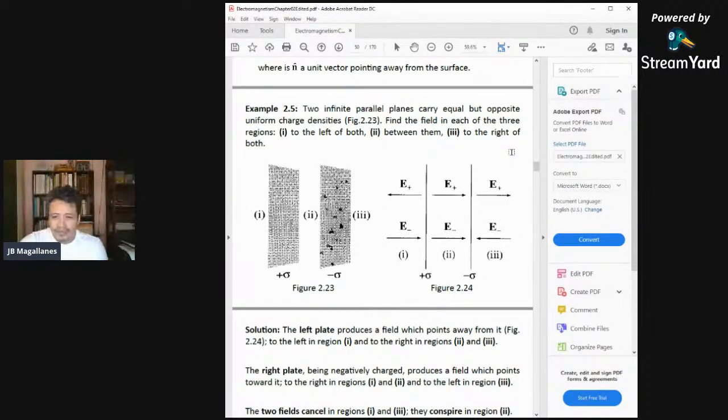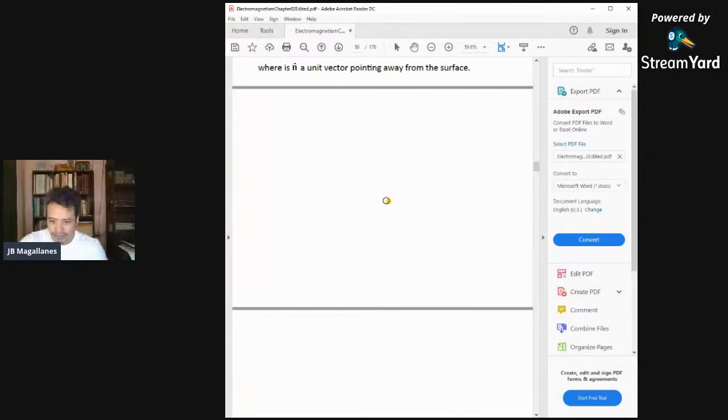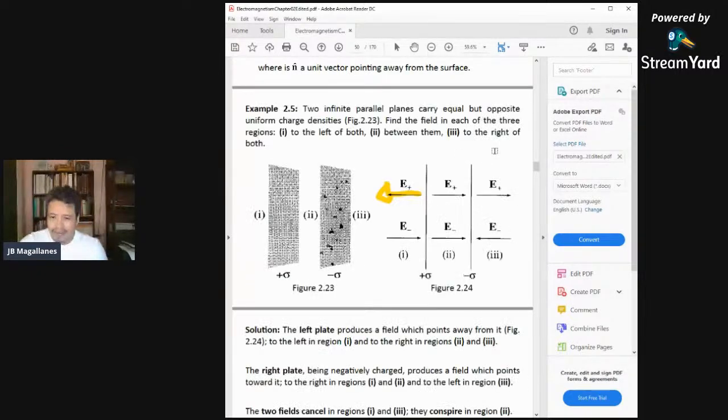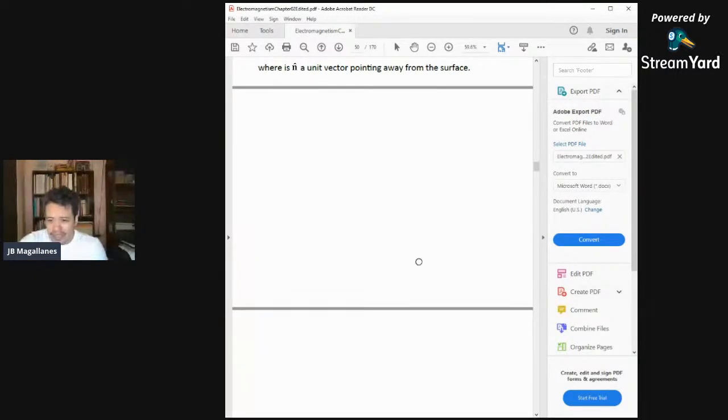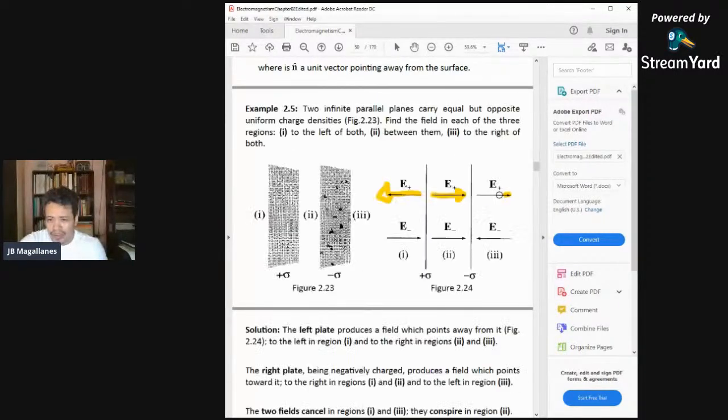So in the first region, looking at figure 2.4, the positive distribution will produce a field going here. And of course, it will also produce a field that's going here. So that's the field it produces. In this region, of course, this distribution will produce a field going in this direction also, because it's going away for the positive charge. For the negative charge, the electric field will converge to the negative charge.